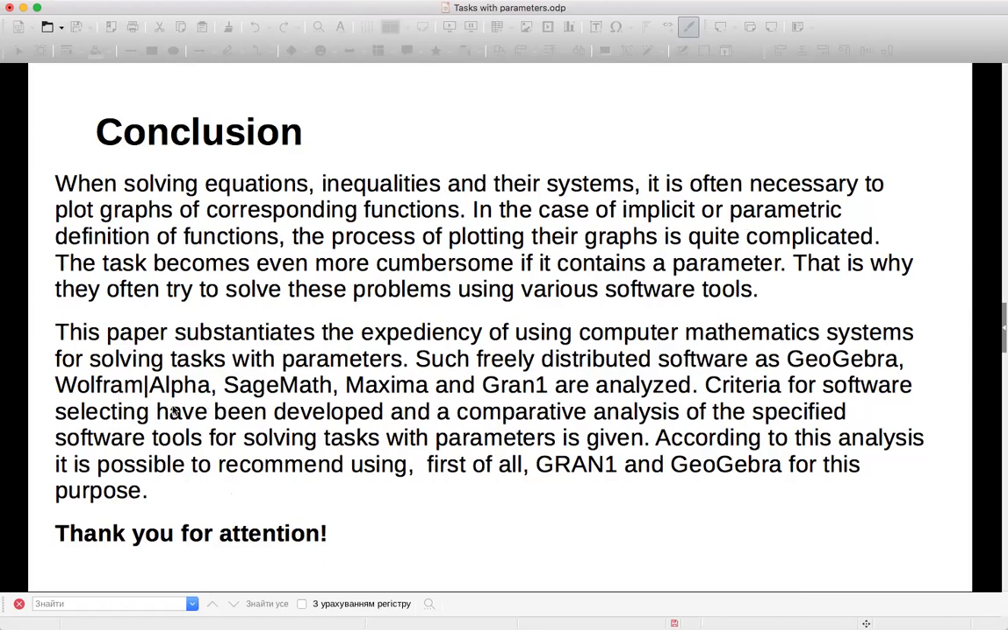Such freely distributed software as GeoGebra, Wolfram Alpha, SageMath, Maxima, and Gran1 are analyzed. Criteria for software selecting have been developed, and a comparative analysis of the specified software tools for solving tasks with parameters is given. According to this analysis, it is possible to recommend using, first of all, Gran1 and GeoGebra for this purpose.